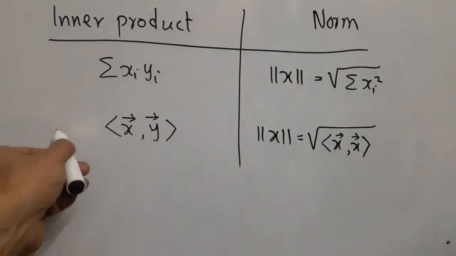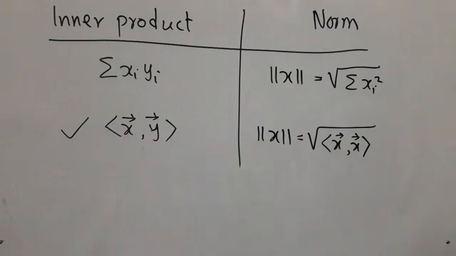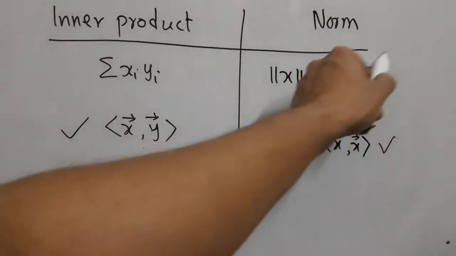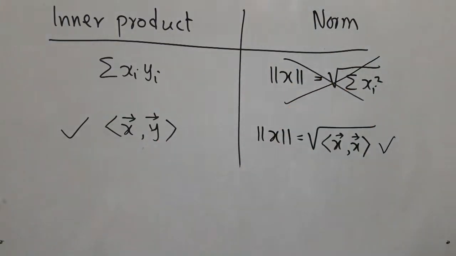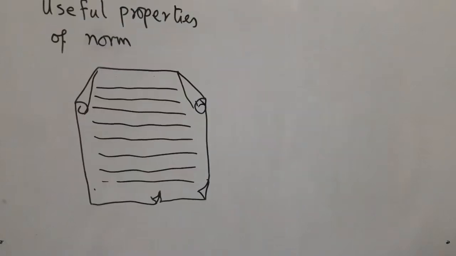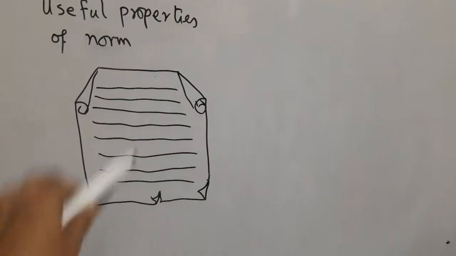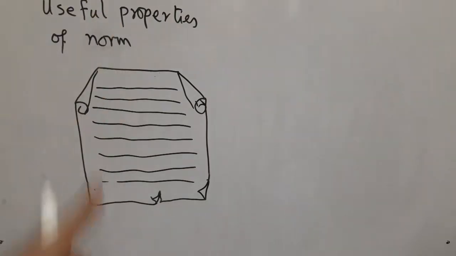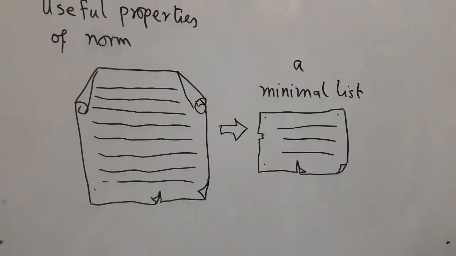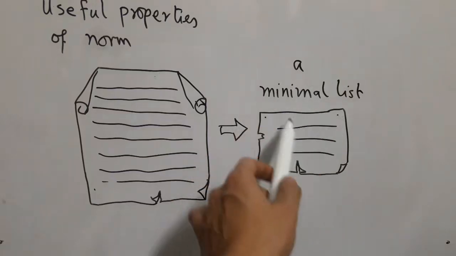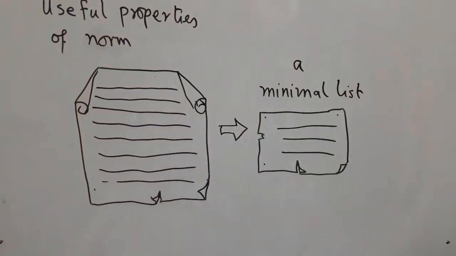Now, since we already know that this is more general, works for even infinite dimensional cases, so naturally we shall focus our attention to this and not consider this at all. So that will be our definition 1 for norm. The second approach is as before. We take the definition of norm that we have already given, then we list all the useful properties of norm. That's a long list. We create a minimal list and then consider the conditions here as the axioms.